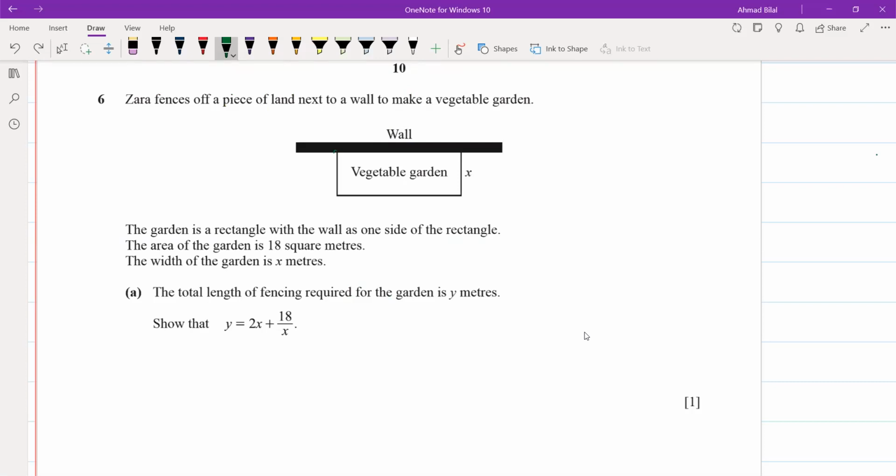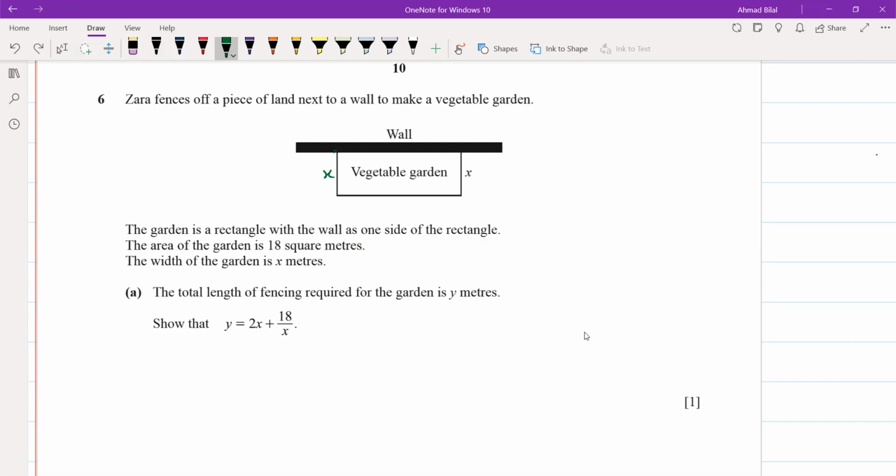The width of the garden is x meters, so this is x. The area is 18. The total length of the fencing required for the garden is y meters. Show that y is equal to 2x plus 18 over x. Okay, now think about this. If this length is x, then how much will its opposite length be? That's also going to be x, right? What about the length here? Now you're given that the area of the garden is 18.